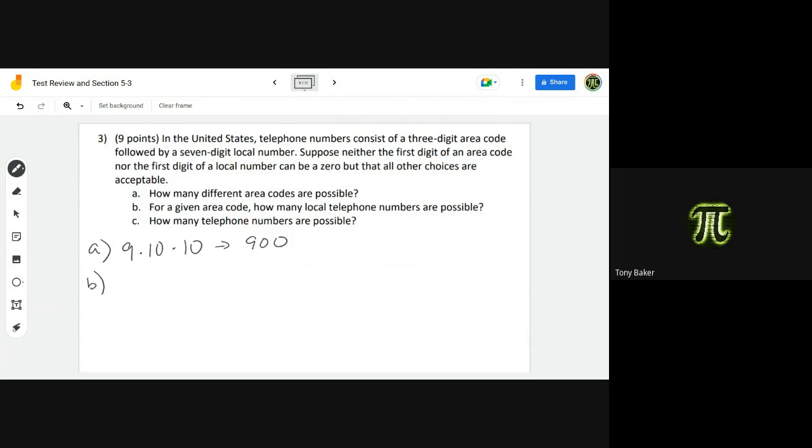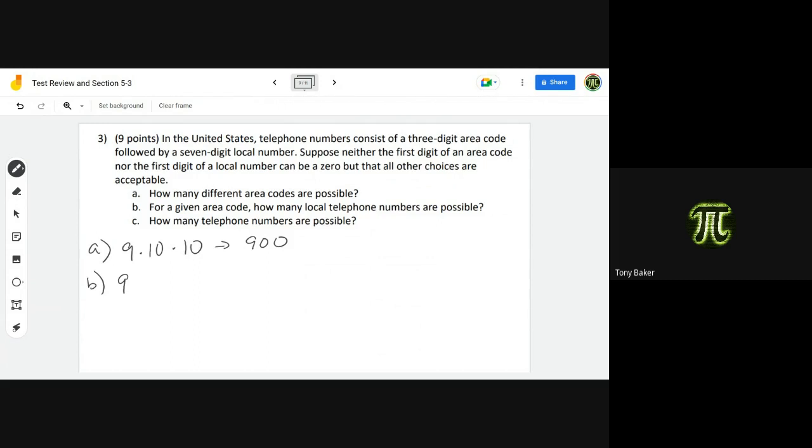Now it says for a given area code, how many local telephone numbers are there? So we're not looking at the area code. We're just looking at the local number. There's 7 digits. The first one cannot be 0, but everything else after that can be anything. So in this case, the first number is going to be 9, because I could still have 1, 2, 3, 4, 5, 6, 7, 8, 9. I just can't have the 0.